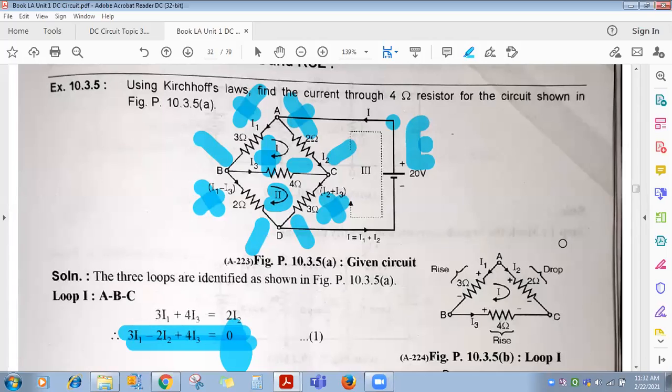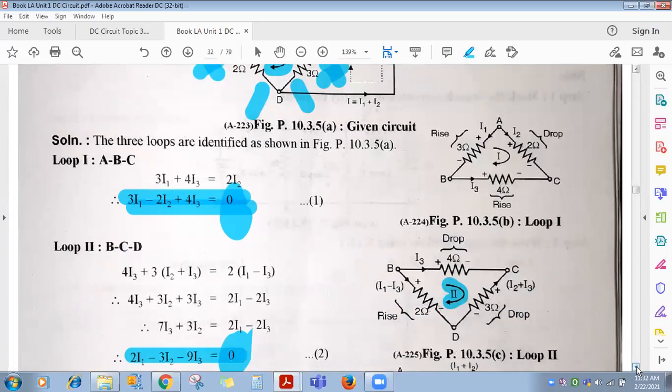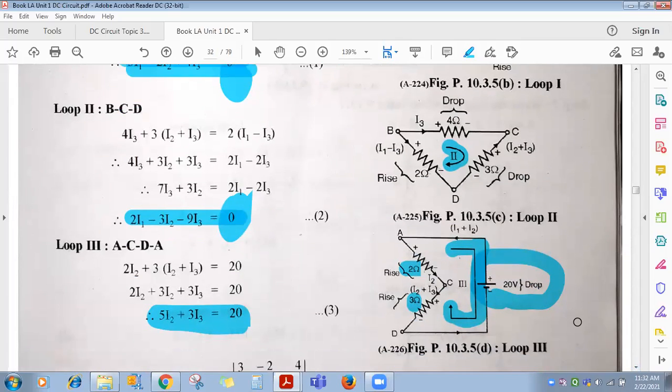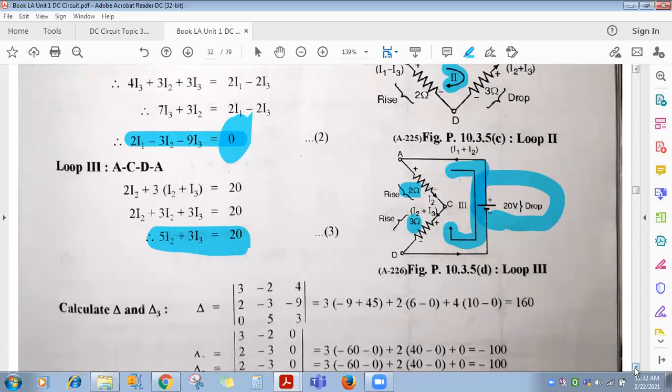Out of this, you can select any 3 loops. Clear, everyone? So apply KVL to 3 closed loops. We have selected these 3 out of 7 loops. Any 3 you select. Once you get these 3 equations, write them in matrix form.